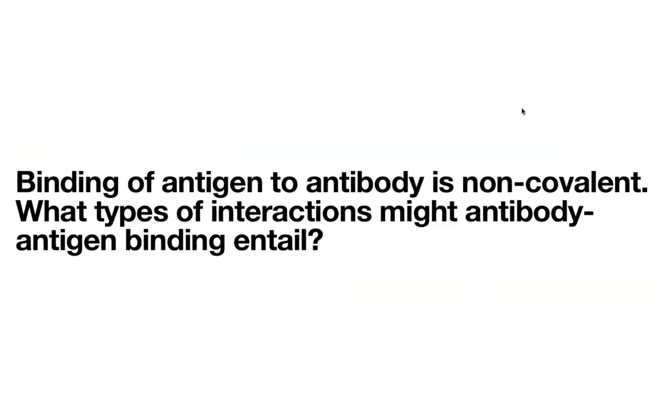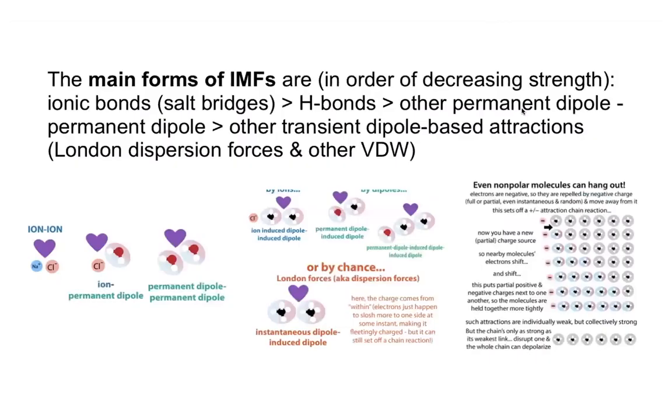So binding of antigen to antibody is non-covalent. What types of interactions might this entail? Right, it's going to entail all of those IMFs we've been talking about from the very beginning. We can have ionic bonds, our salt bridges, which are going to be the strongest, but require full, opposite charges. We can have hydrogen bonds, which are a special type of permanent dipole. And we can have other transient dipole-based attractions, London dispersion forces, all of that good stuff. So all of those can contribute to our enthalpy.